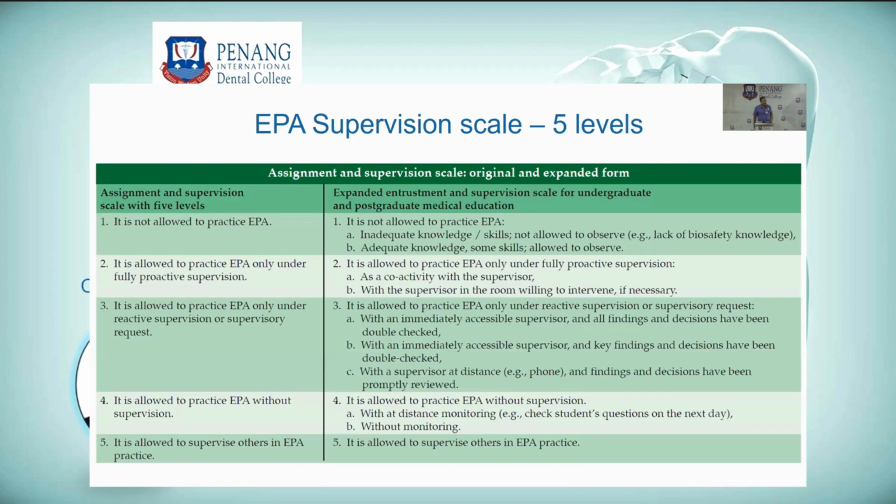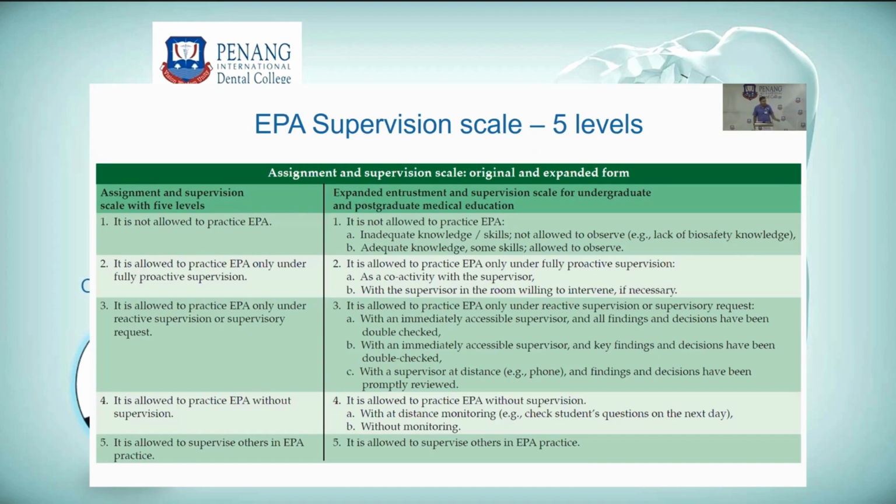When we talk about levels of supervision, there are 5 levels, like I already told you. Can you just tell me what those are? One is don't give the case at all. The next one is proactive. The next one is reactive. The fourth one is independent. And the fifth one is that the person can actually supervise others who are doing EPAs. So these are the levels of supervision.